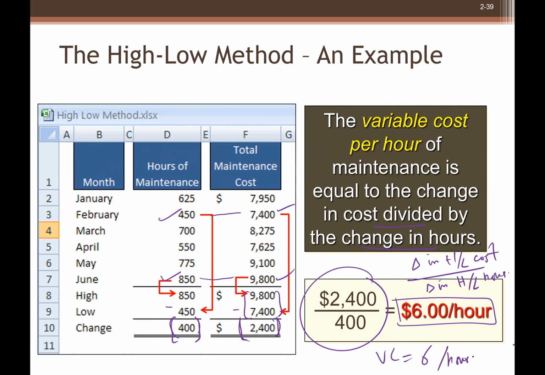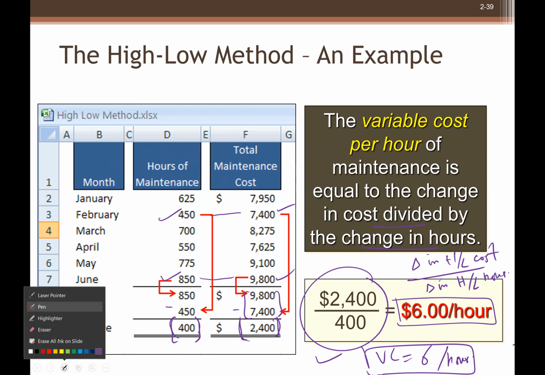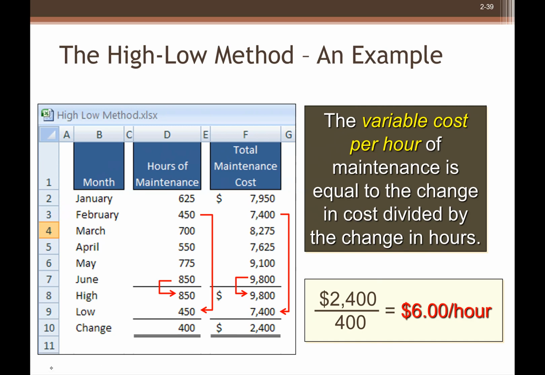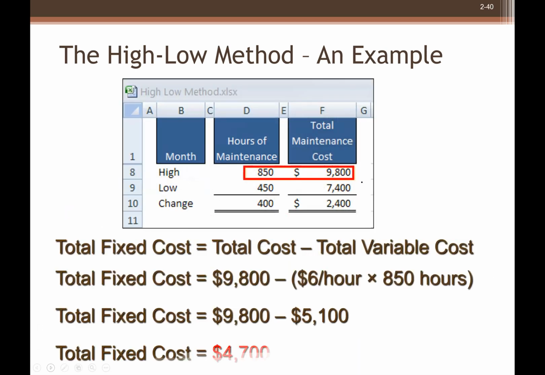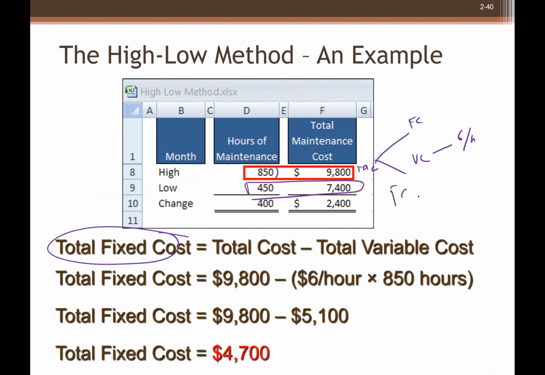We know the behavior of the variable cost per unit is that it remains the same, so you can trust this variable cost per unit. Now you can segregate variable and fixed cost from this mixed cost. How? You can pick either the low cost or high cost. This is the mixed cost, in which there is fixed cost and variable cost. The variable cost per hour is 6. We know the activity, which is 850. So total cost is equal to fixed cost plus variable cost, and you need to find the fixed cost.